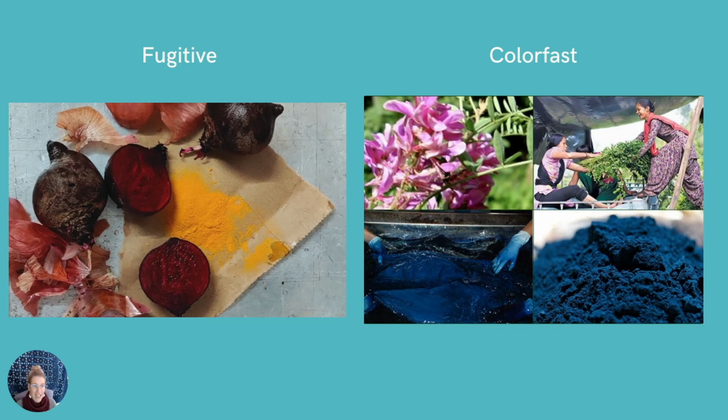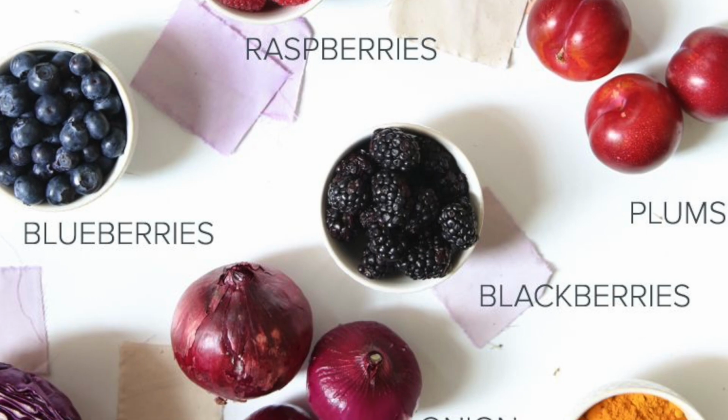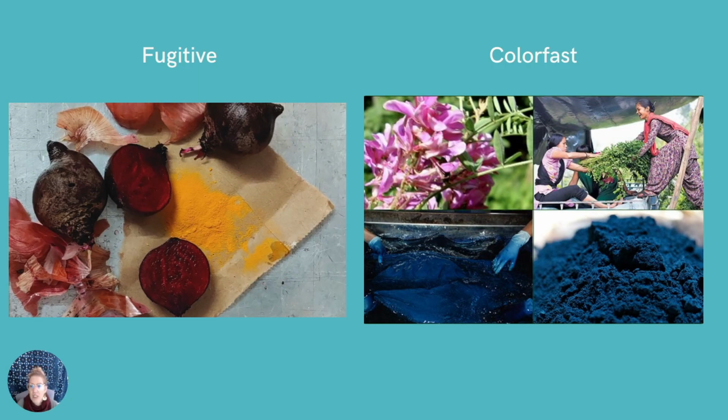A fugitive dye is one that does not last, and a color fast dye is one that does. You may hear of fugitive dyes also being called salvage dyes, and these are things like beets, onion skins, turmeric, black beans, berries, or avocado skins.